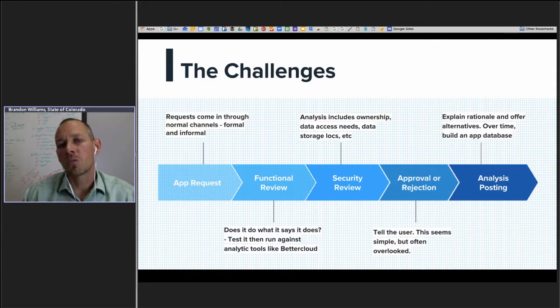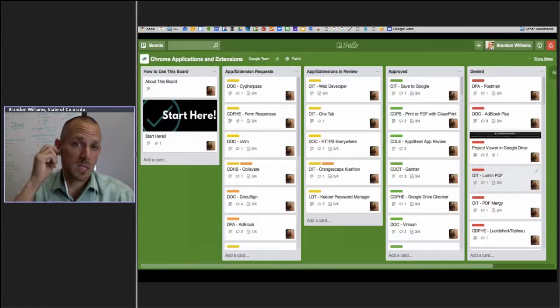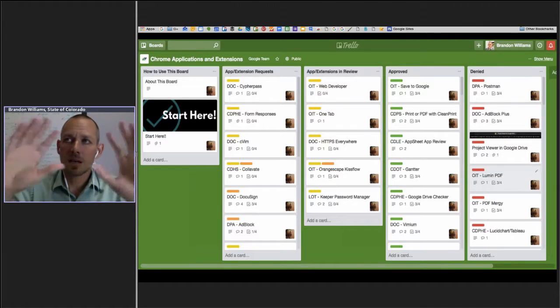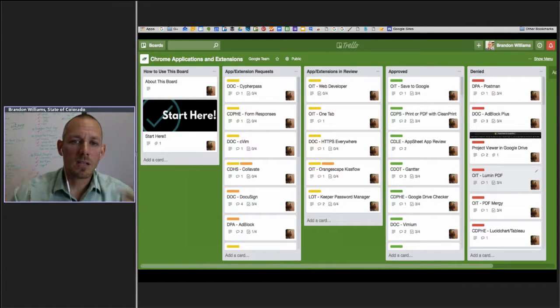So when we do that approval and rejection, we also do an analysis posting. We explain exactly why something was approved, or if it was disapproved, we explain that as well, and then offer alternatives. And so this is actually a screenshot from the board that we use to do it. So you can see we break it up. I mean, if you haven't used Trello, it's great. It's like a big whiteboard that you can actually apply stickies, click into them, and read details.